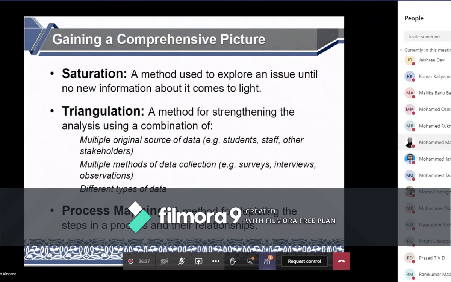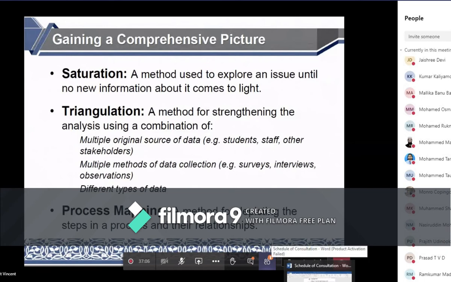Now, what are they going to do? They are going to use saturation. They are going to use a method of triangulation. They are also going to use process mapping. Saturation is a method to explore an issue until there is no new information. That means they are going to dig deep until no more information comes to light. Triangulation, of course, you are aware of. They are going to strengthen the analysis by triangulation, meeting the staff, meeting the students, meeting the stakeholders, and they are also going to refer to your surveys. There are going to be interviews. Are your surveys saying what the interviews say?